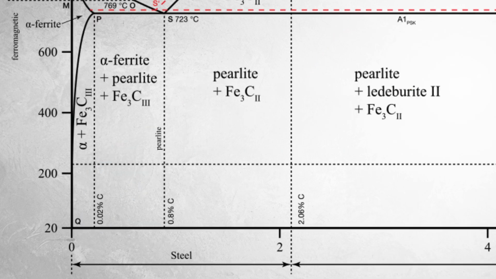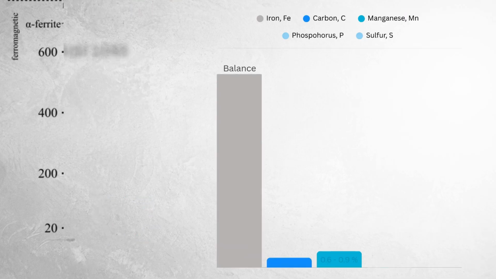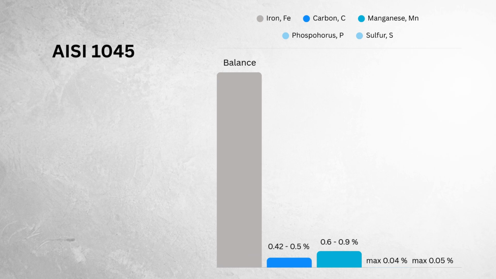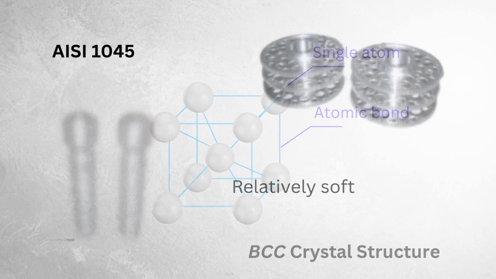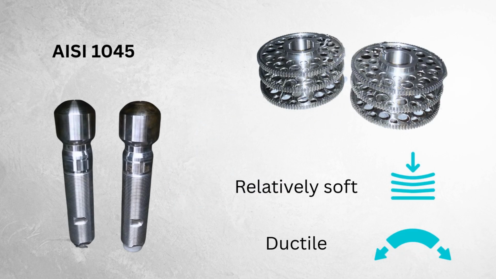Take a basic steel grade from the iron-carbon phase diagram. To keep things simple, we'll ignore other alloying elements for now. This type of steel is primarily ferritic, meaning its crystal structure is body-centered cubic, or BCC. A ferritic steel is relatively soft and ductile.